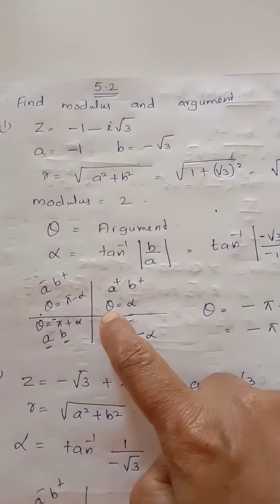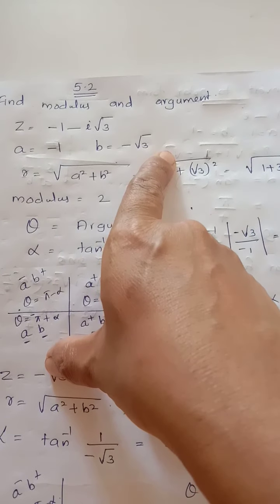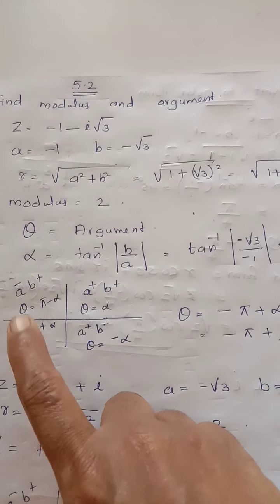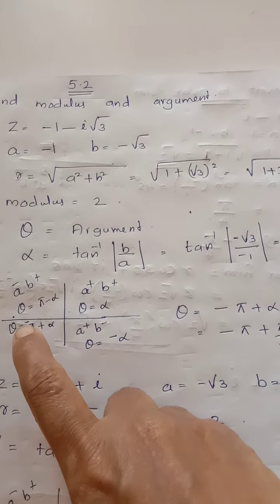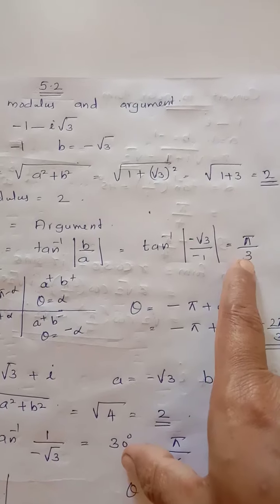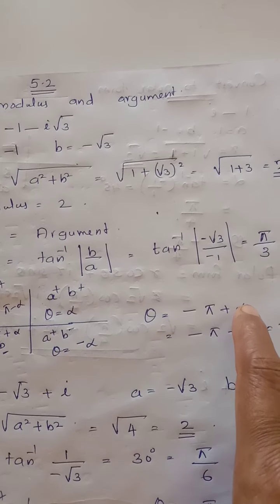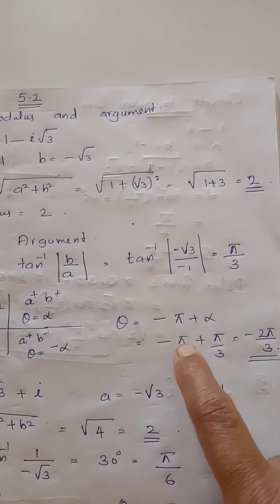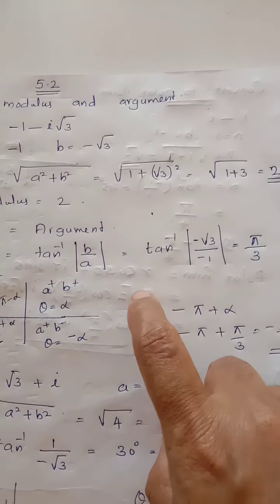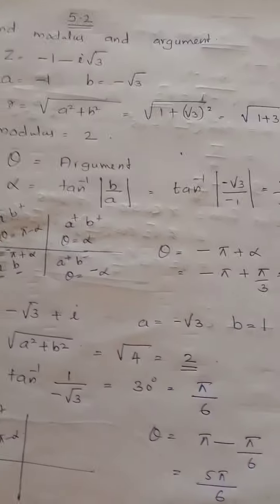Now we already learned how to find theta. First we have to look at where a negative, b negative will come. This one is a positive, b positive, this is a negative, b positive, and this one is a negative, b negative. So when a negative, b negative, theta is equal to minus pi plus alpha. We know alpha is equal to pi by 3, so theta is equal to minus pi plus pi by 3. What we will get? Minus 3 pi plus pi, so minus 2 pi by 3. So we got the argument and we have the modulus.